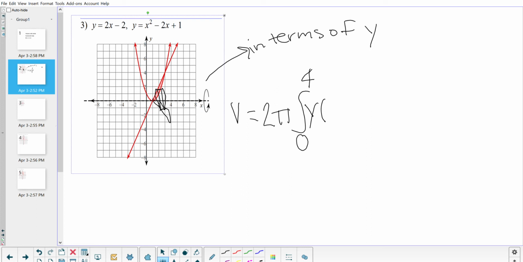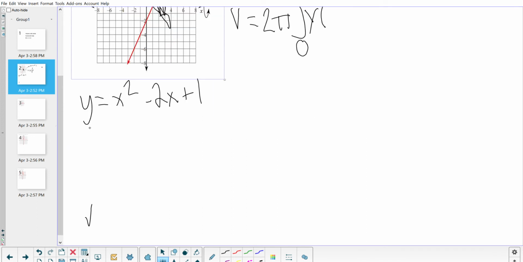Okay, and then here's where we run into a little bit of a problem, because my right function I know is y equals x squared minus 2x plus 1, but I need that to be in terms of y. Okay, so we are very lucky that this factors so nicely. This is y equals, a perfect square, x minus 1 squared. Okay, so then that means that we can square root both sides, and it is technically plus or minus.